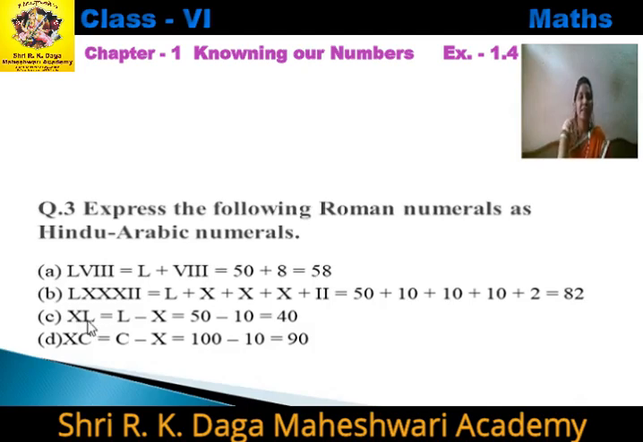Third is XL. X is before L, so we will subtract this X from L. L minus X, which is equal to 50 minus 10. Now 50 minus 10 is 40, so this number is 40. XC, again X is before C, so we will subtract this X from C. C minus X, which is equal to C, that is 100, and X is 10. So 100 minus 10 equals 90.